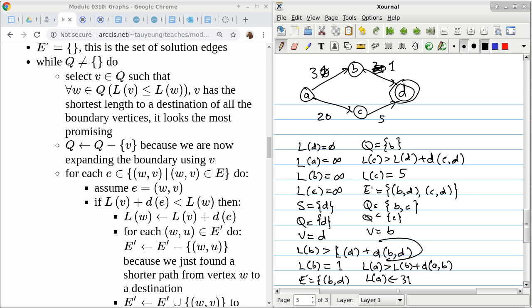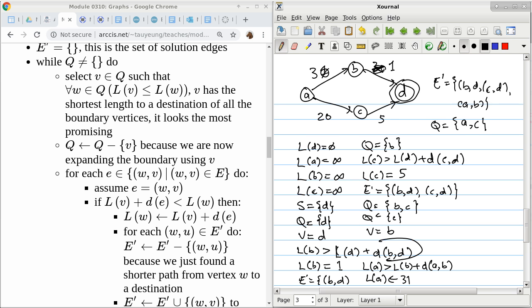Because we found out that it takes a distance of 1 from B to a destination, but to go from A to B is 30. So we now know there is at least a path of length 31 going from A to a destination. So we update it. Once we update that, we have to go back and update a few other things. So we have to update E prime and say that, okay, we got BD, we got CD, and now we also have AB in it. And we have to add it to Q. So Q is now AC, okay? And we're done with the inner loop, the for each loop.